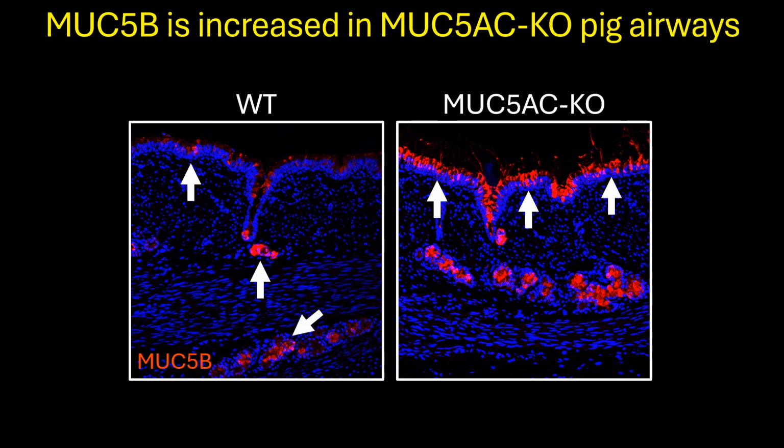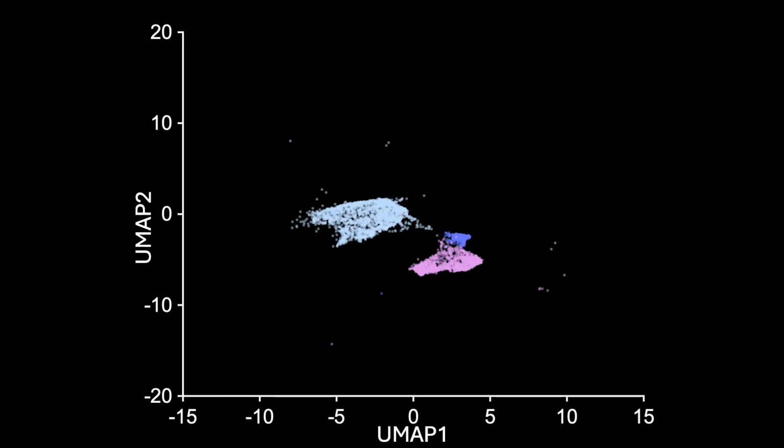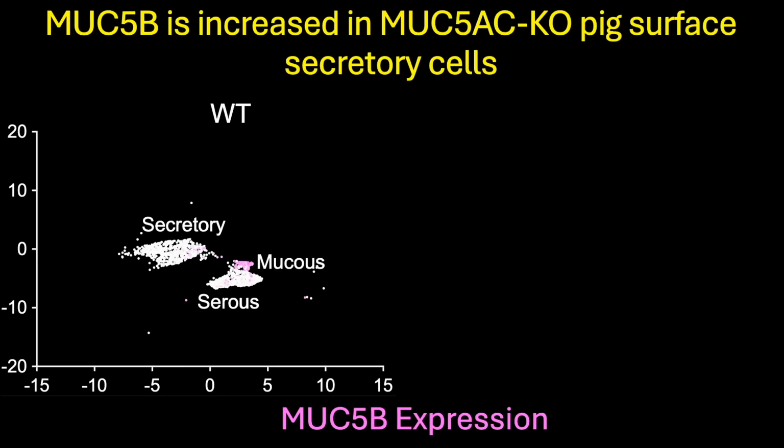Curious to know if this was specific to secretory cells, we used a single-cell sequencing approach. I'm showing you here a UMAP from tracheal tissue of MUC5AC knockout and wild-type animals. We can identify all the major cell types you would expect from a large airway, but I'd like to zoom in on just the secretory cell clusters. The secretory cells of the surface airway, the mucus cells of the submucosal gland, and the serous cells of the submucosal gland.